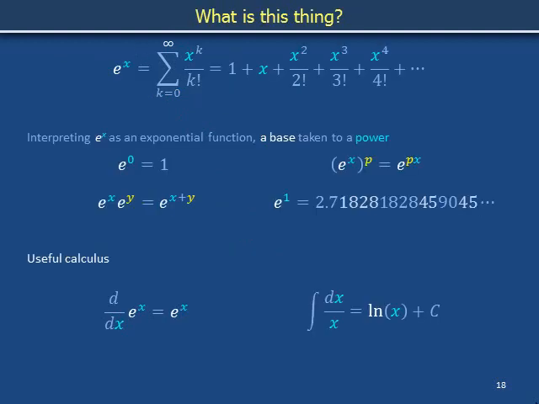We just showed that e to the x exhibits an addition rule you might have seen previously associated with exponentials in pre-algebra. Next, we will show that the value of e is 2.7 and some change.